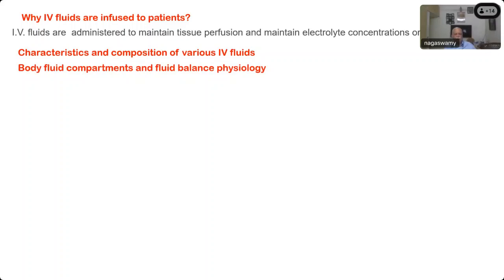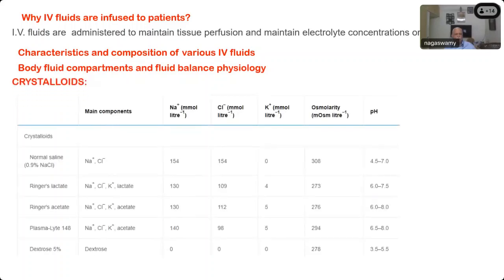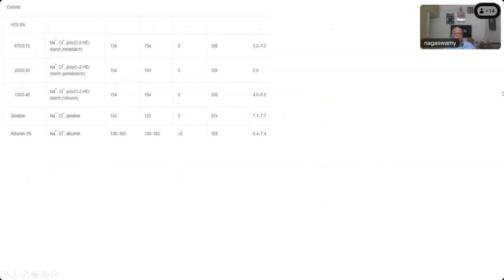If given an IV fluid bottle in your hand, you should be ready to answer about it. These are the commonly used crystalloids: normal saline, Ringer's lactate, acetate, Plasma-Lyte, dextrose 5%. What is the composition of each one? And these are the colloids: hydroxyethyl starch 6%. Is hydroxyethyl starch recommended nowadays? No, sir, it is not recommended. Why? Because of the renal complications.